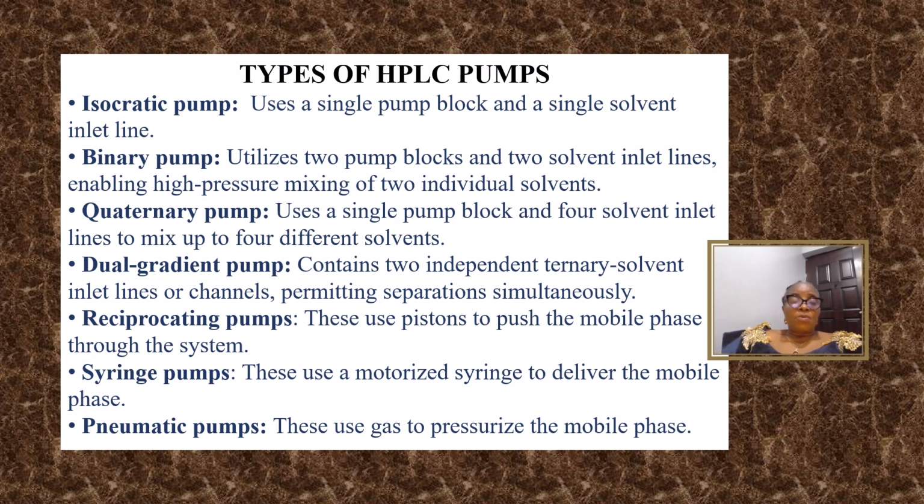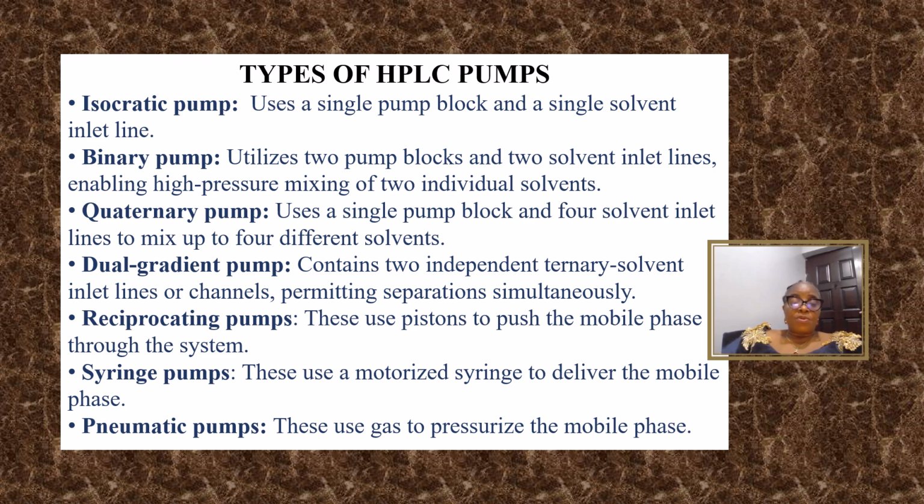We'll have the quaternary pump. It uses a single pump block and 4 solvent inlet lines to mix up to 4 different solvents. We'll have the dual gradient pump. Contains 2 independent ternary solvent inlet lines or channels, permitting separation simultaneously. The dual gradient pumps drive increased sample throughput, higher productivity, and switching between applications without replumbing.